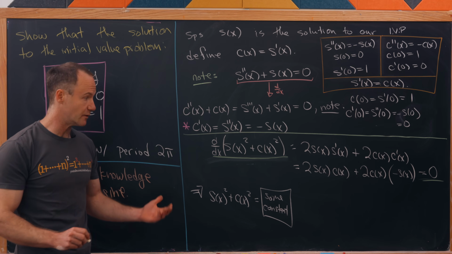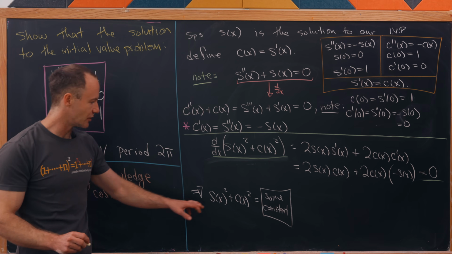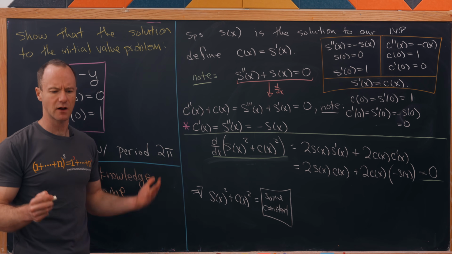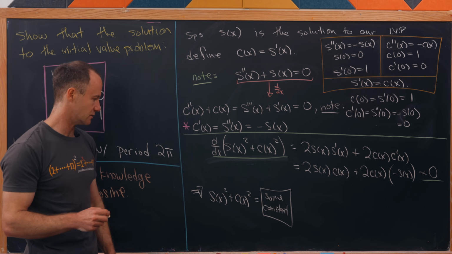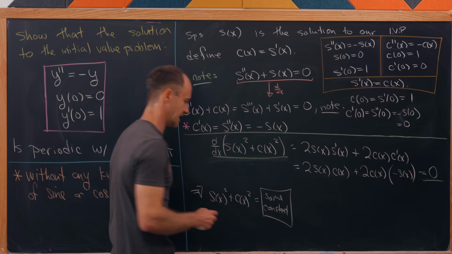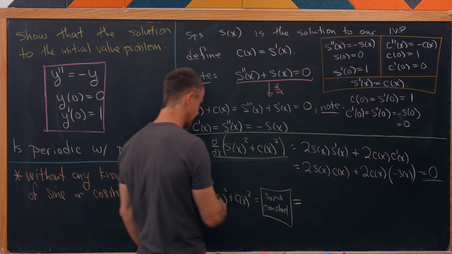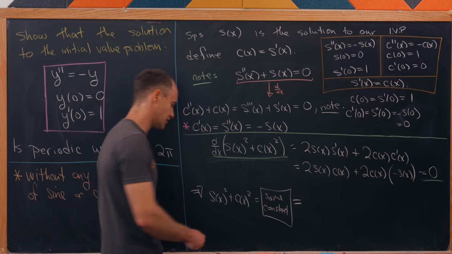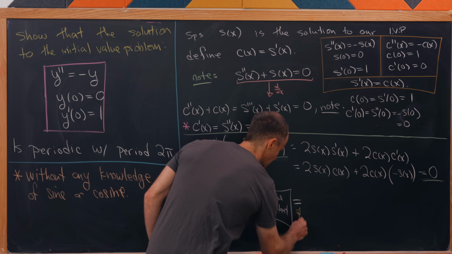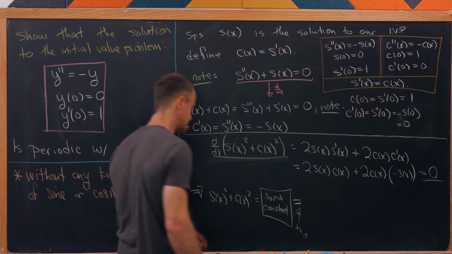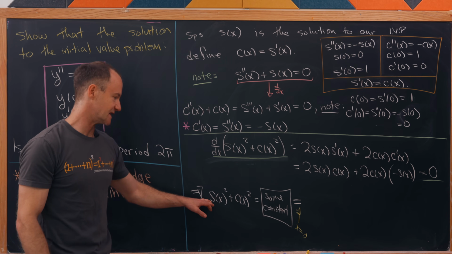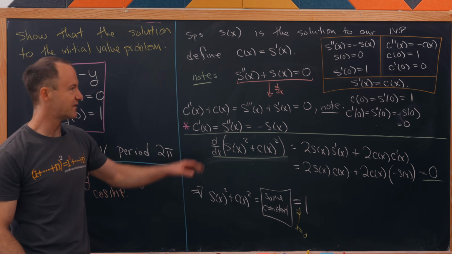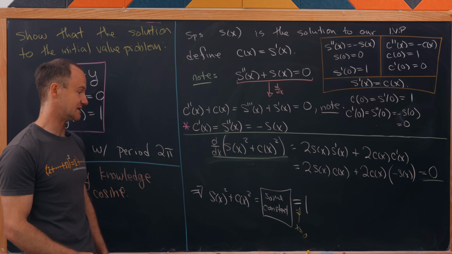Well, luckily we can just take any value of x, and since this is always a constant, it'll always be equal to that value. So which value should we take? Well, all we know is the values of s and c at 0, so we should probably plug in x equals 0 here. If we do that, we get 0 plus 1 squared, which is equal to 1. So in fact, we have the Pythagorean identity in the end.